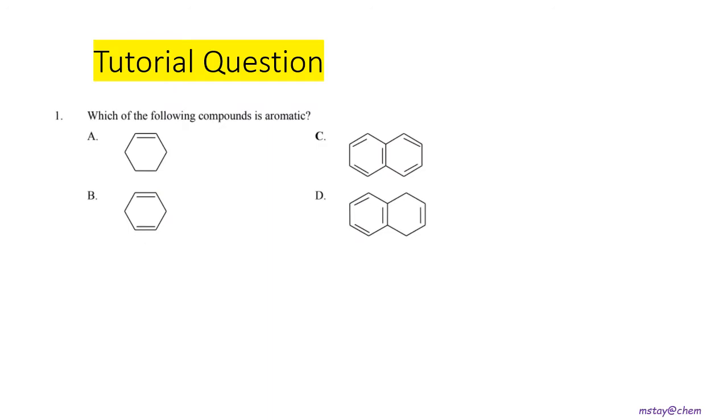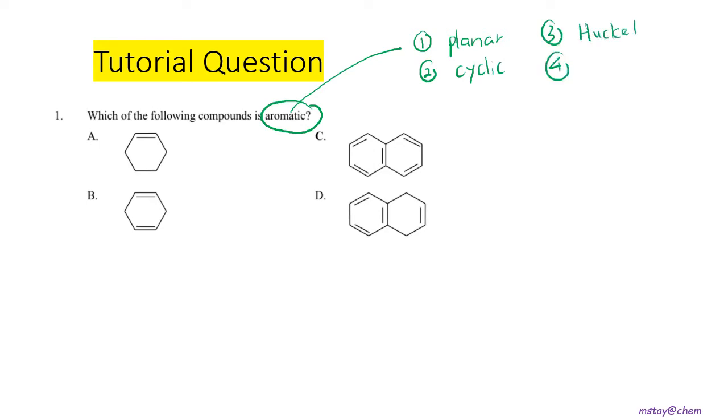Tutorial question objective. Which of the following compounds is aromatic? For a compound to be classified as aromatic, it needs to fulfill four requirements. First, it is planar. Second, it is cyclic. Third, it obeys Hückel's rule. And fourth, it is completely conjugated.